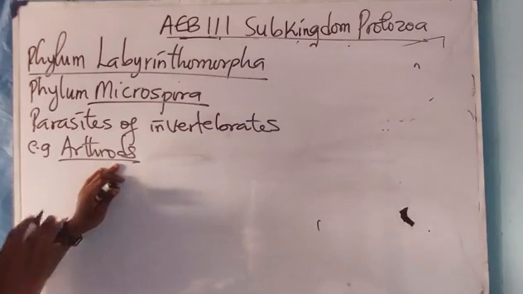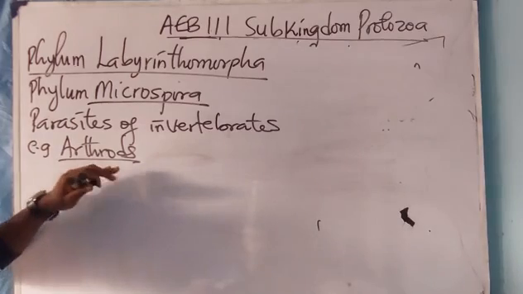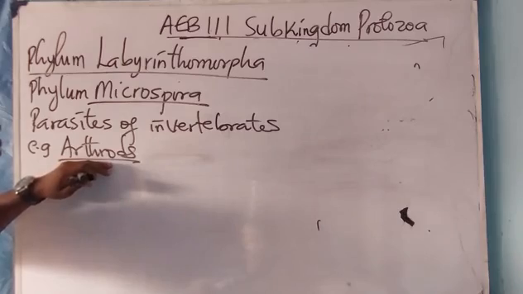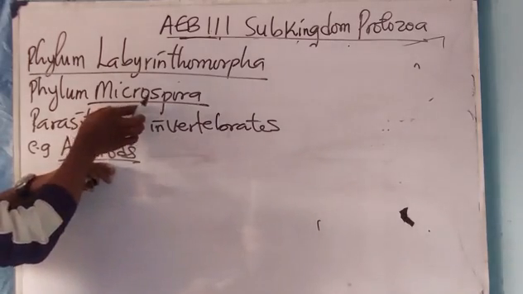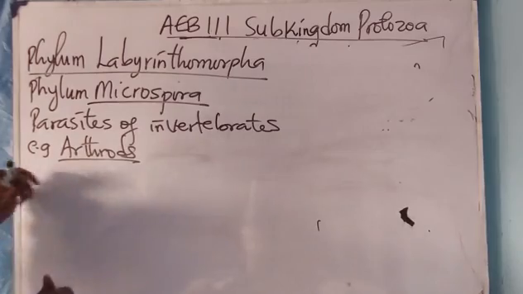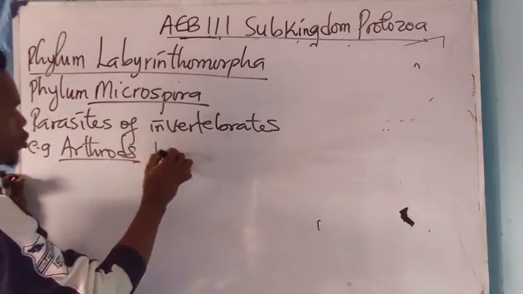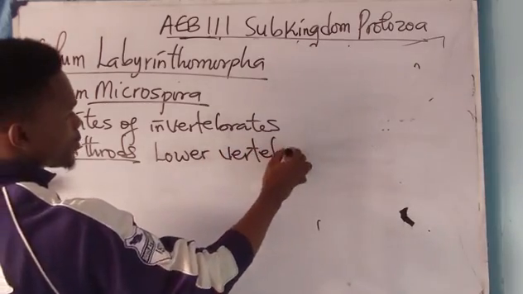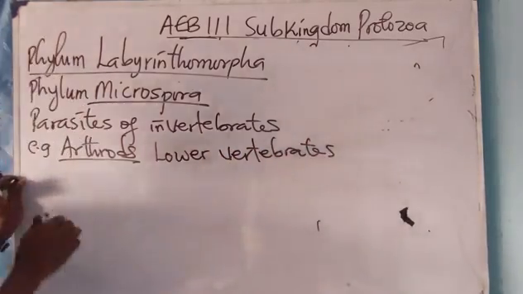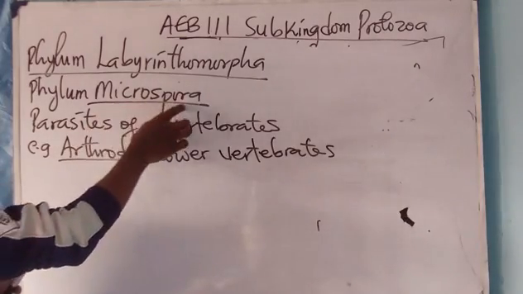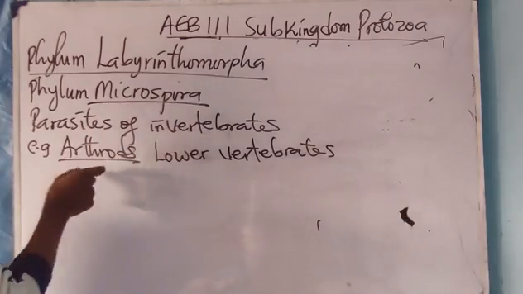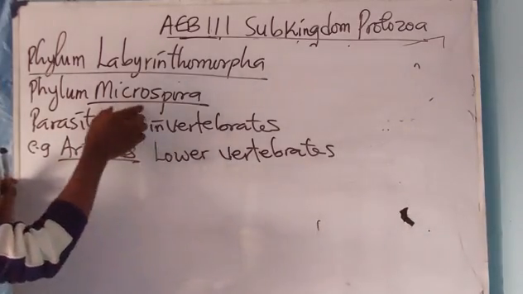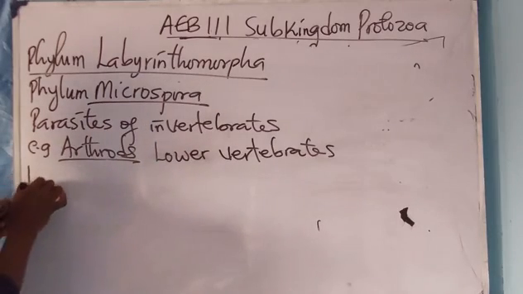Insects, spiders, crustaceans, they are under Phylum Arthropoda, okay? And these arthropods, their parasites are the microspora. They're also parasites of lower vertebrates. It therefore means that the microsporans are parasites of invertebrates, arthropods, and lower vertebrates.